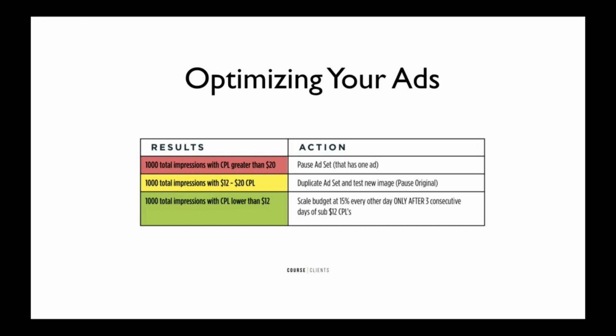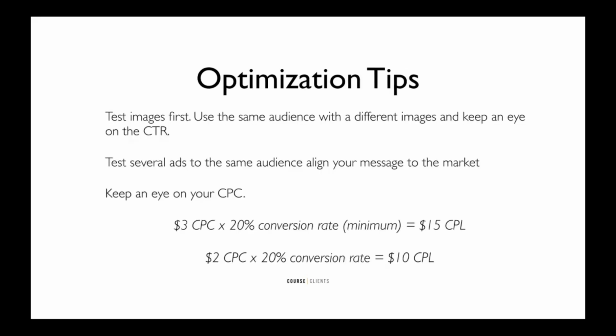So on Monday, you get sub 12 CPLs. By Wednesday, you can start scaling by 15%. Then Thursday, scale another 15%. Friday, scale another 15%, so on and so forth, as long as those results at the CPL level stay consistent. So hopefully that gives you a good idea of knowing when and how to optimize your ads.